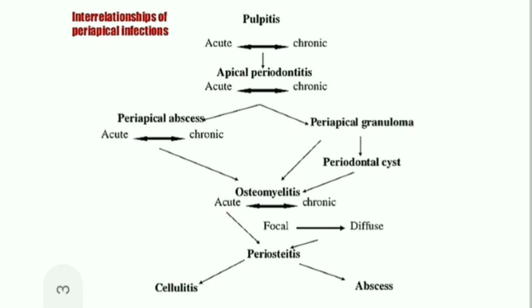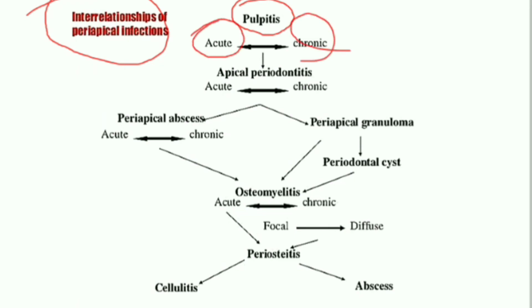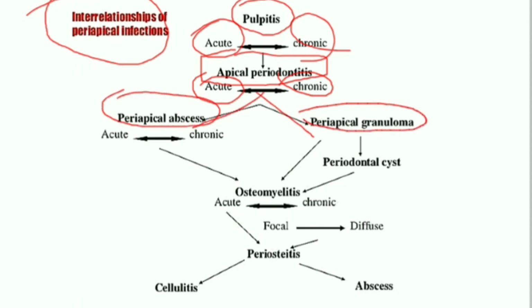Now let us see the interrelationship between the periapical inflammation. So this is the relationship between all of them. First, there will be pulpitis. Pulpitis may be either acute or chronic, and this will lead to apical periodontitis, which can be either acute or chronic, and this will lead to periapical abscess or periapical granuloma.